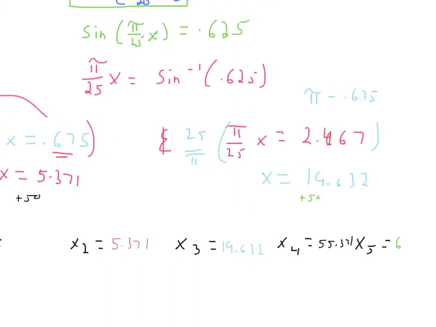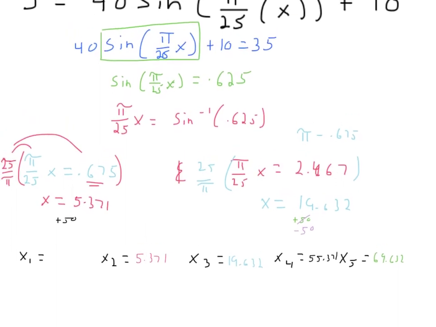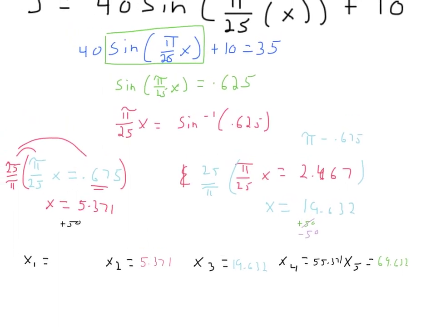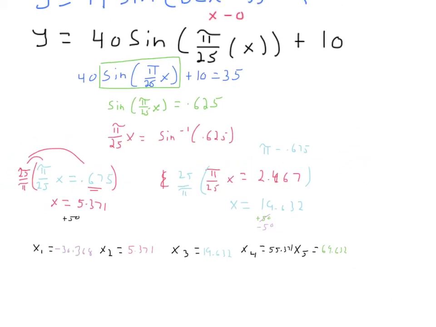We can find x5 by adding 50. So 69.632. And lastly, if we took our original 19 and we instead didn't add 50 but we subtracted 50, that would give us the value for x1. And that is negative 30.368. Okay, so there are those 5 x values.